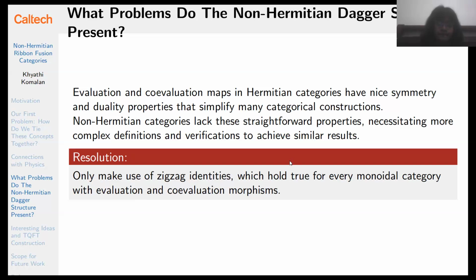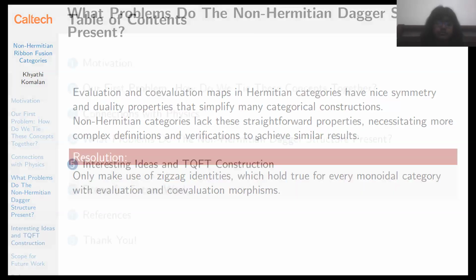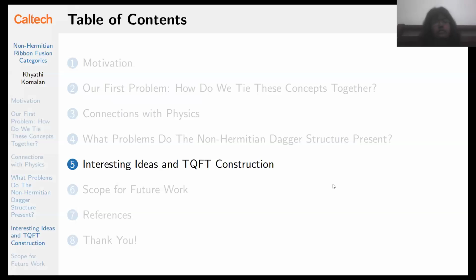So yeah. So now I'll be talking about an idea for a TQFT construction that you could make using all of the things that we have discussed so far.